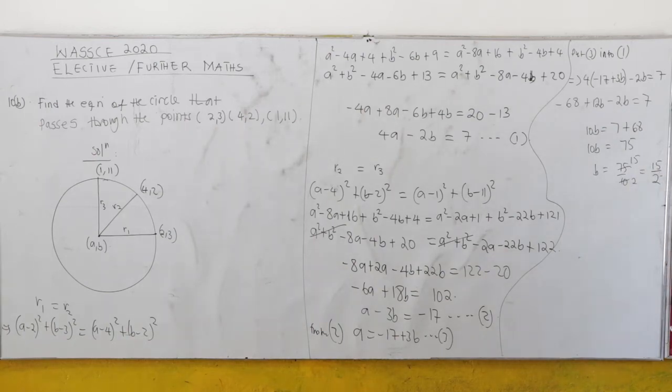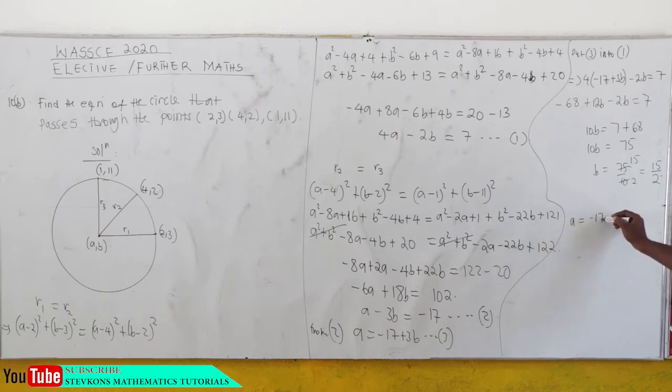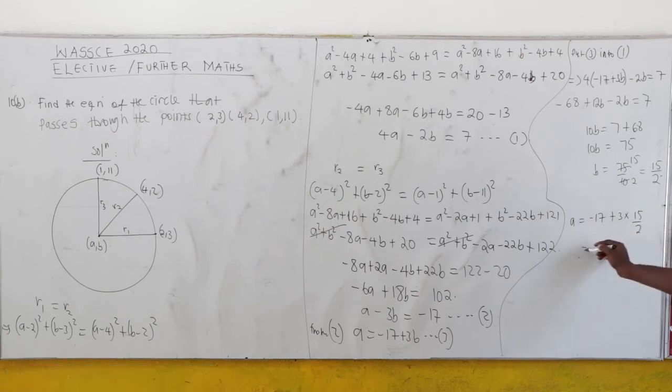Now I want to find a. Clearly our a will be negative 17 plus 3. What is our b? 15 over 2. Negative 17 plus 45 over 3 times 15, that's 45. 3 over 1 times 2, that's 2. And this is just positive 11 all over 2.